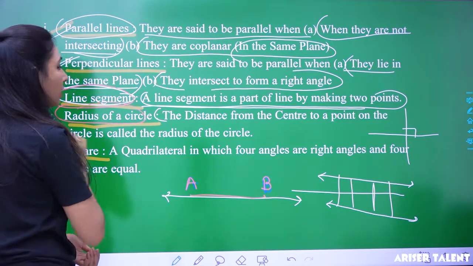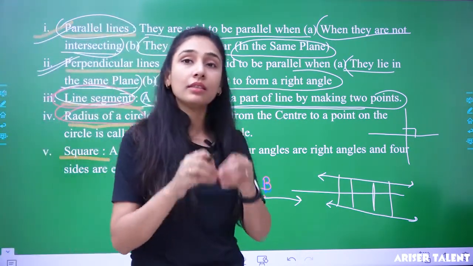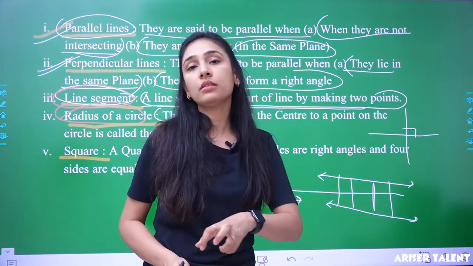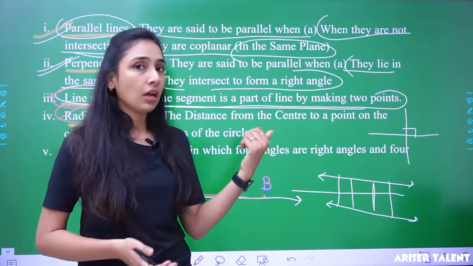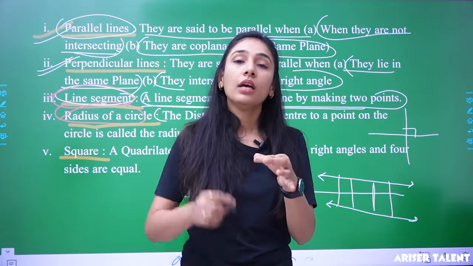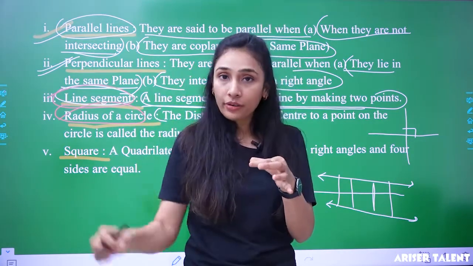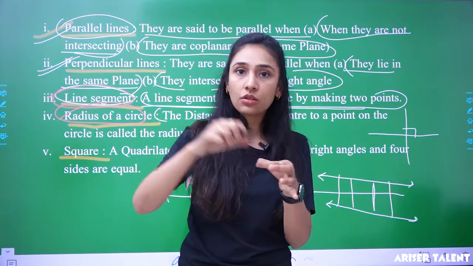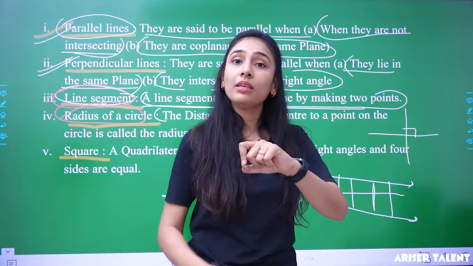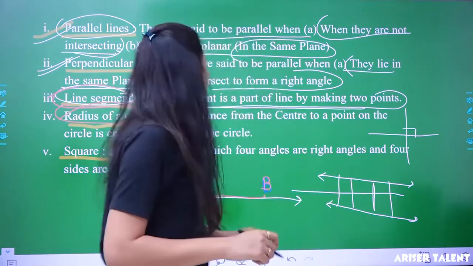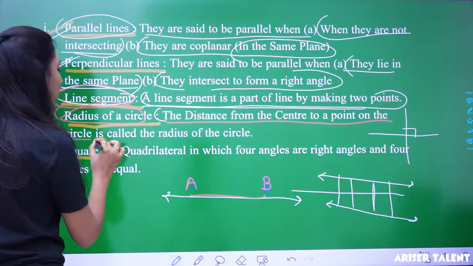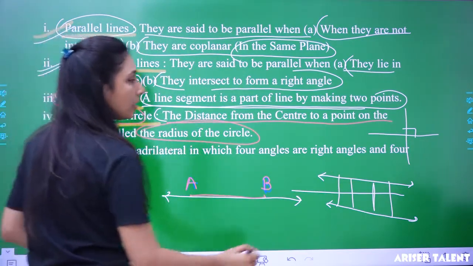Now the radius of a circle. What is the radius of a circle? There is always a certain distance. This will be very clear to you when you study the chapter on circles. But for now, you take any point on the circle and you have the distance between 2 points. One is the center point and the other is anything on the periphery or circumference of the circle. So the distance from the center to a point on the circle is called the radius of the circle.